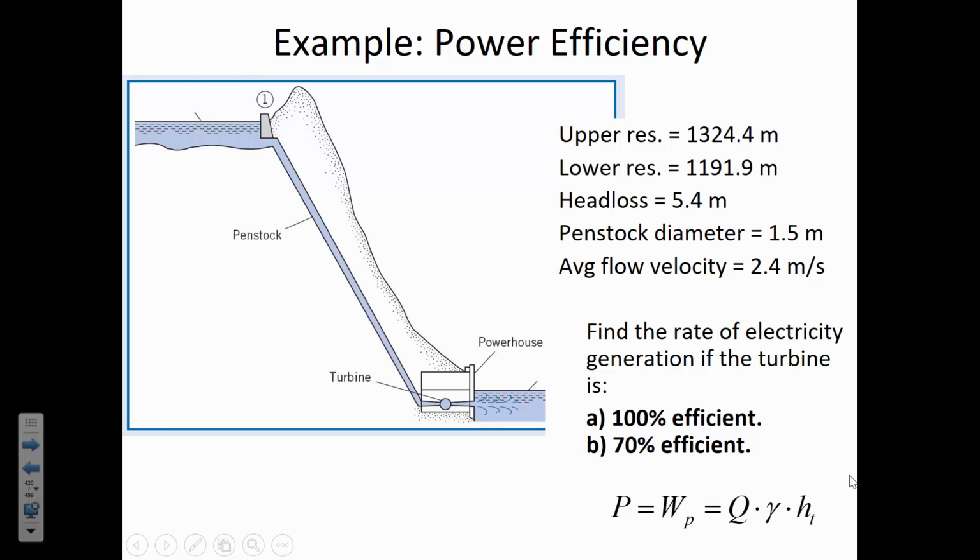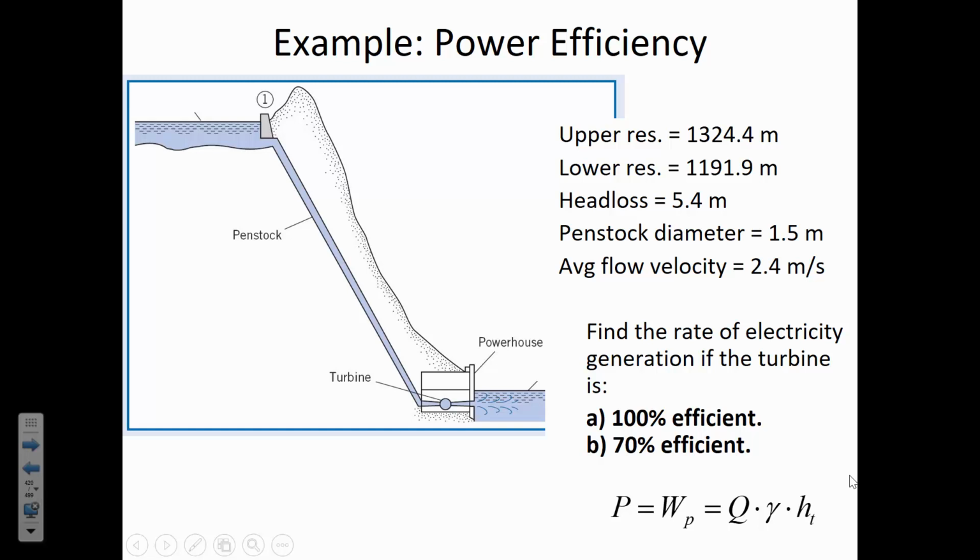The average velocity of flow through the pipe is 2.4 meters per second, and since we know that the diameter of the pipe is 1.5 meters, that allows us to calculate the area of the pipe, pi times 1.5 meters squared divided by 4, which is 1.7671 square meters. Now, substituting everything that we have into the energy equation, the pressure head term cancels out, and the velocity head term cancels out at both locations.